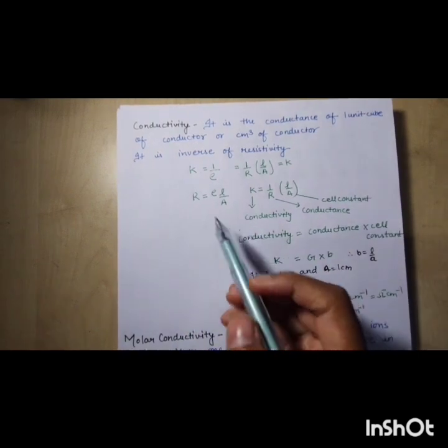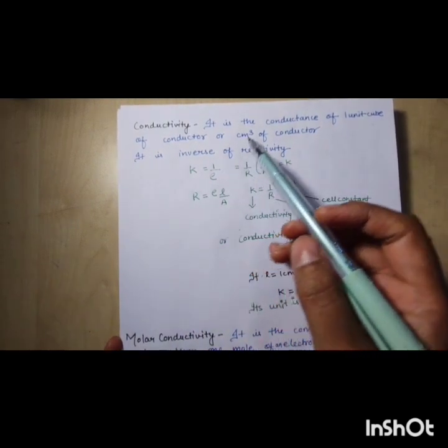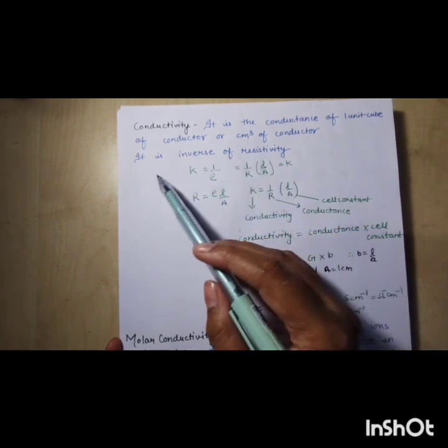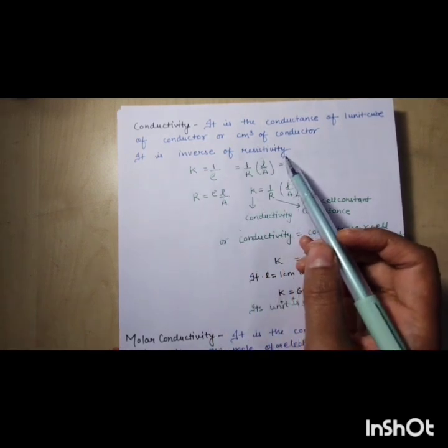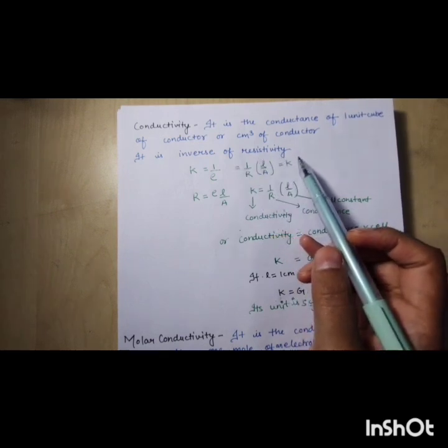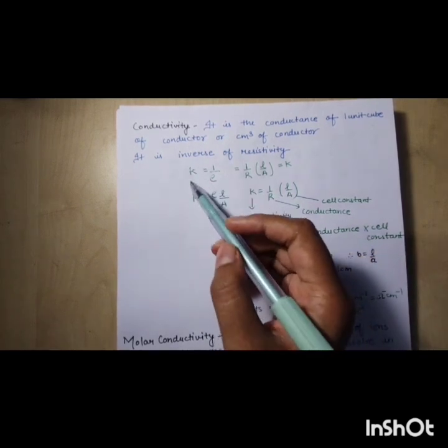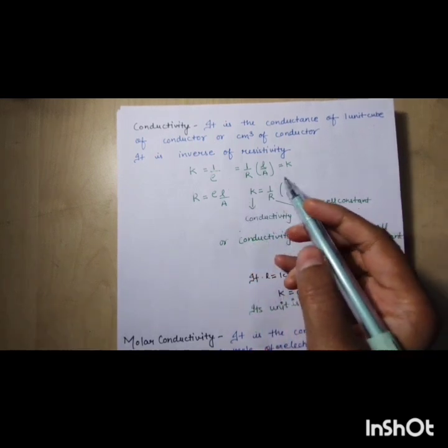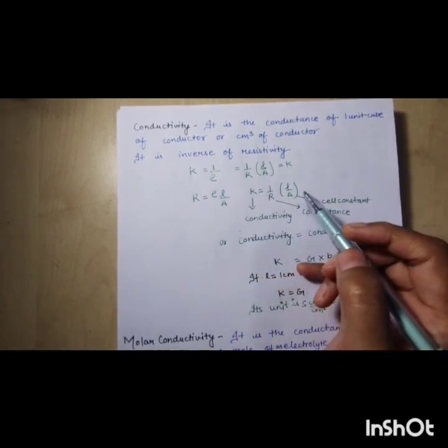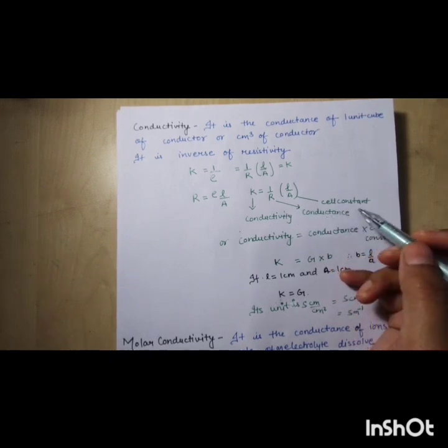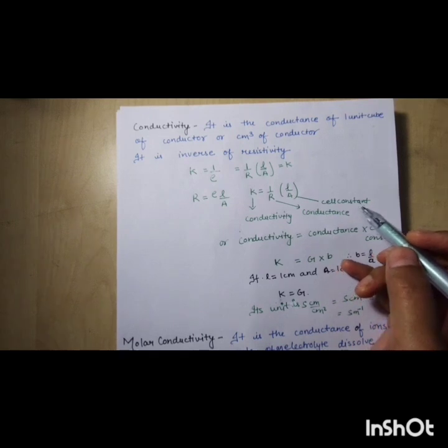Now the next topic is conductivity. What is conductivity? In simple terms, it is the conductance of 1 unit cube, or centimeter cube, of conductor, and it is the inverse of resistivity. Conductance is the inverse of resistance and conductivity is the inverse of resistivity. Here conductance is equal to 1 upon rho, that is resistance, and resistance is equal to rho into L by A. Here conductivity is equal to conductance multiplied by cell constant, as you have read previously.